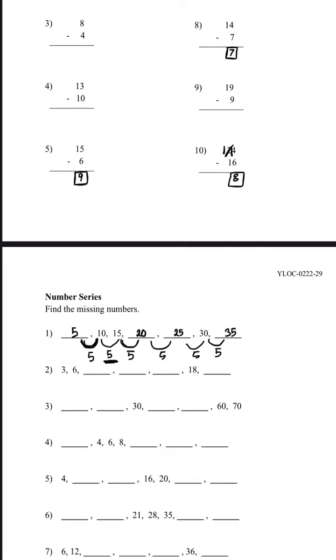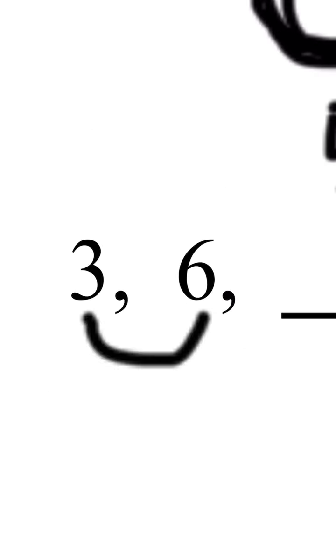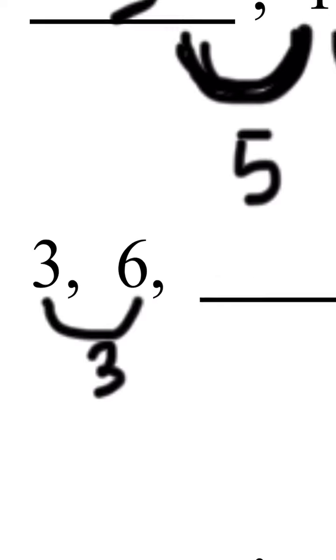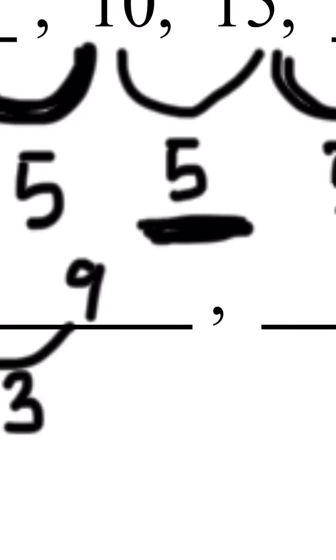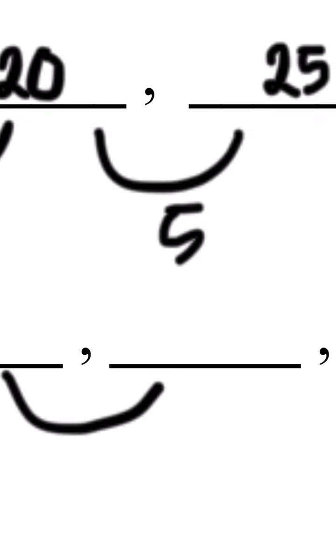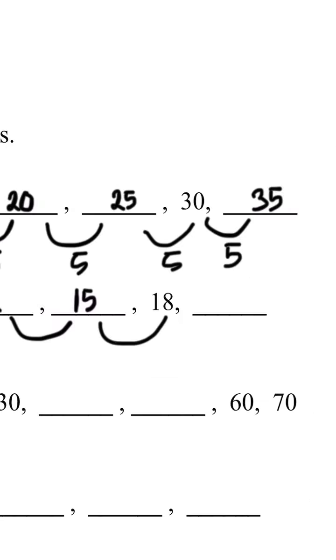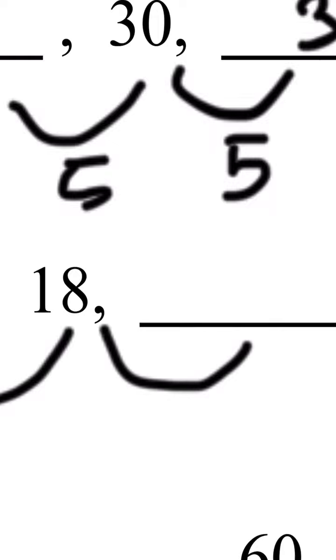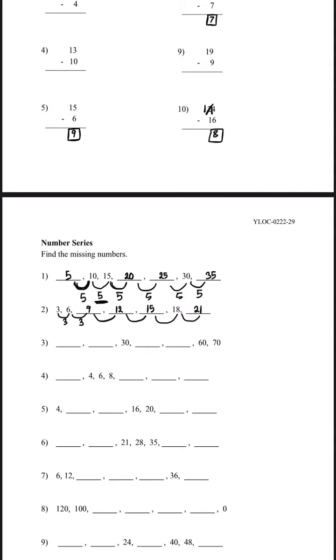Let's look at number 2. So for number 2, it is going up by 3. So 3 plus 3 is 6, and 6 plus 3 is 9. 9 plus 3 is 12. 12 plus 3 is 15. And 15 plus 3 is 18. And lastly, 18 plus 3 is 21. So 9, 12, 15, and 21 are the answers for number 2.